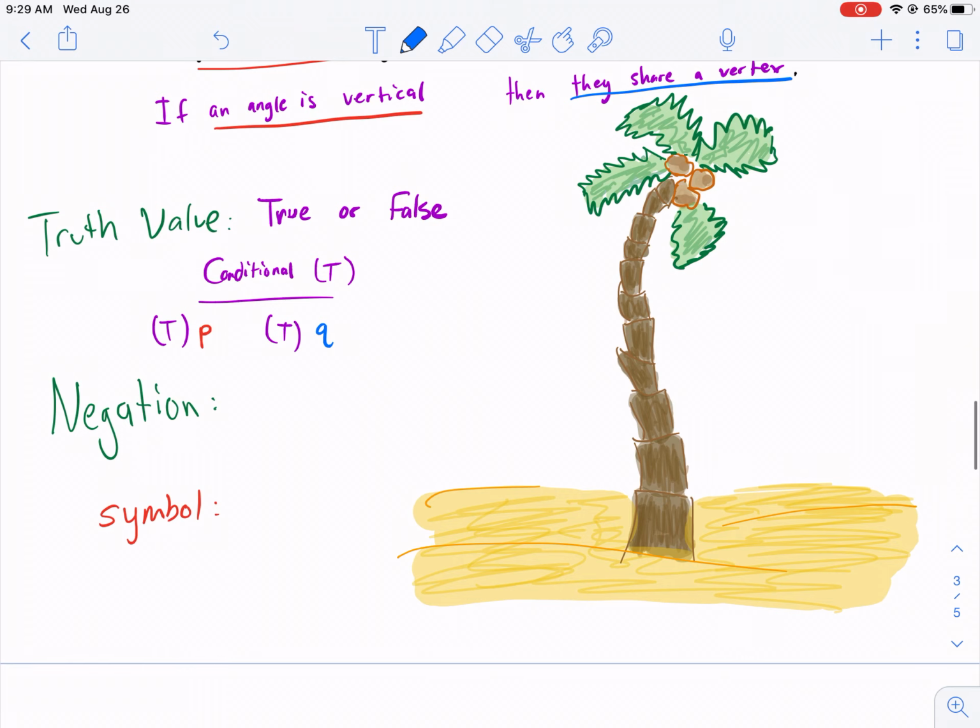Now, negation, this is another concept we need to learn. This is a building block. Negation is this symbol, and that just means not. So that means not. So if it is not a robin, or if it is not 90 degrees, or if it's not, we're going to use this symbol in front of it, okay?